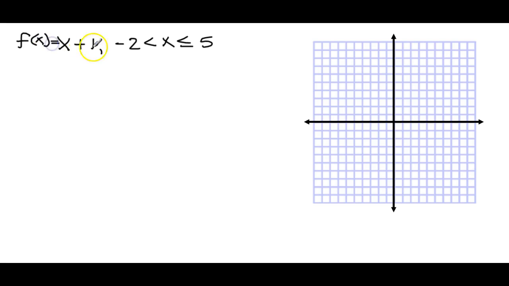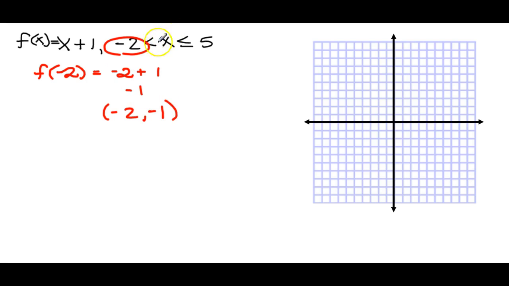What I'm going to do is plug them in. For the first one, in place of x, I'm going to put in the negative 2. So it becomes f of negative 2 equals negative 2 plus 1, which gives us negative 1. That means at the point negative 2, our y is going to be negative 1. And since it's a less than, not a less than or equal to, I'm going to put an open circle at negative 2, negative 1.